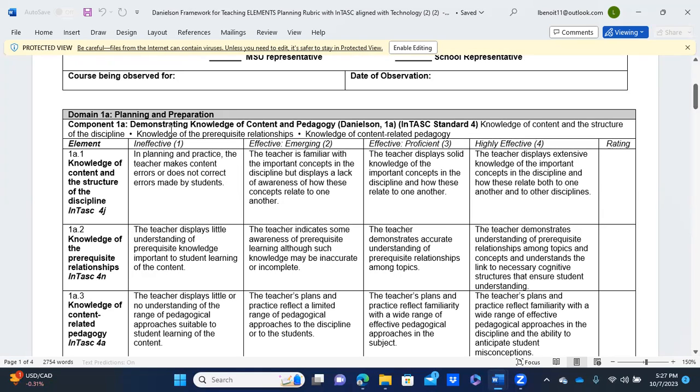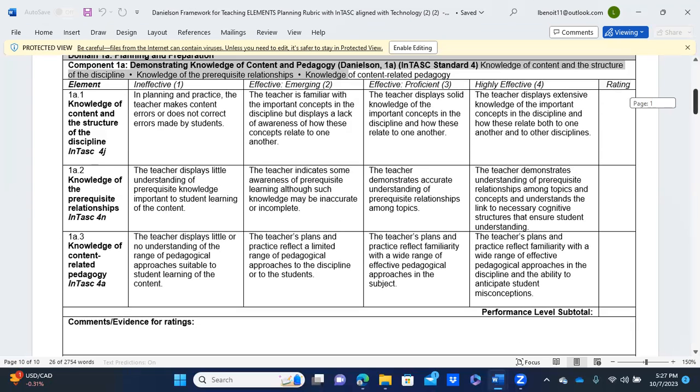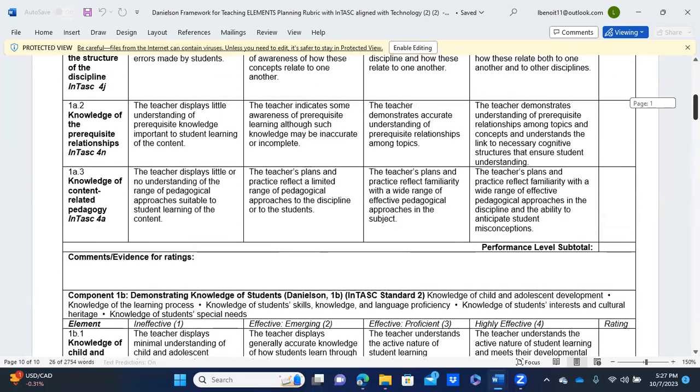So domain 1 is planning and preparation on the Danielson rubric. And component 1 is demonstrating knowledge of content and pedagogy. So notice on the left-hand side, we're talking about knowledge of content and the structure of the discipline, knowledge of the prerequisite relationships, knowledge of content-related pedagogy. Pedagogy is a fancy word for saying teaching and teaching strategies.